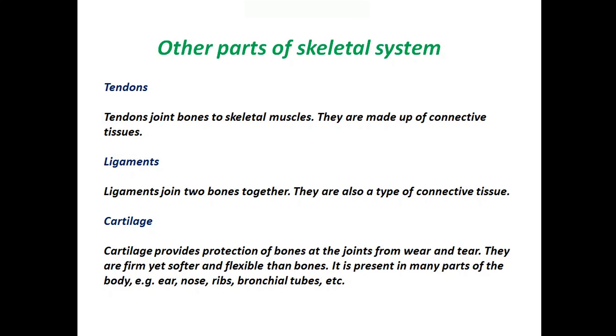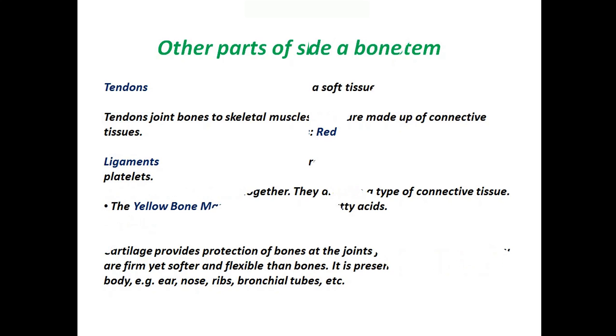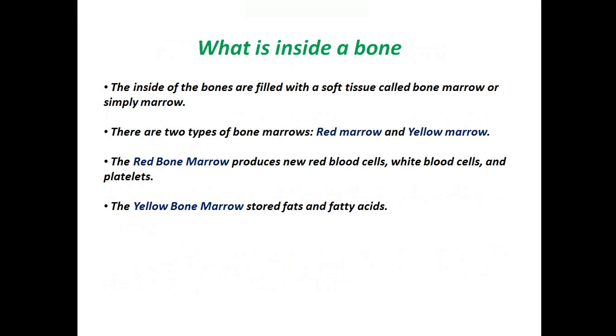Cartilage. Cartilage protects bones at the joints from wear and tear. It is firm, yet softer and more flexible than bone. It is present in many parts of the body, for example the ear, nose, ribs, bronchial tubes, etc. Now what is inside a bone? The inside of the bones is filled with a soft tissue called bone marrow, or simply marrow. There are 2 types of bone marrow, red marrow and yellow marrow. The red bone marrow produces new red blood cells, white blood cells, and platelets. The yellow bone marrow stores fats and fatty acids.